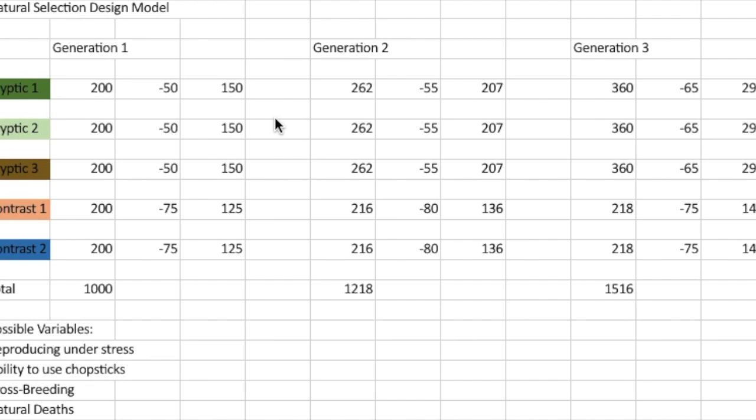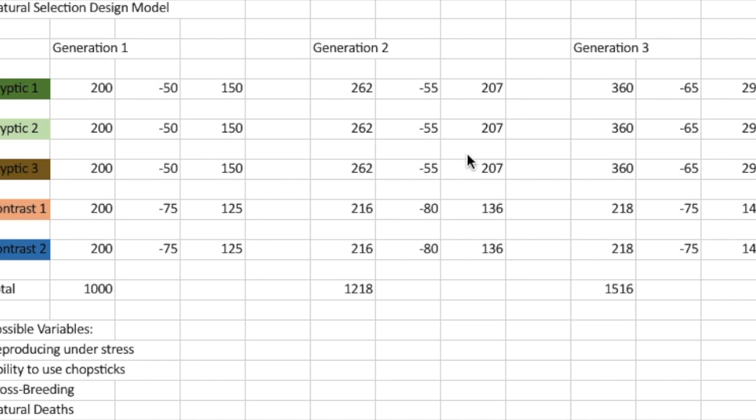We decided that 0.15 of the cryptic females would be under stress and therefore not produce. For contrast, we decided they'd be a lot more stressed, so we decided 0.3 of the contrast females would be under stress and therefore not reproduce. Another thing, natural deaths. We decided that going from generation to generation, it's evident that there would be natural deaths occurring. So we decided that 0.95 of our population would go on to the next generation, while 0.05 would die of natural causes, leaving us a total of 262 cryptic and 216 contrast with the next generation.